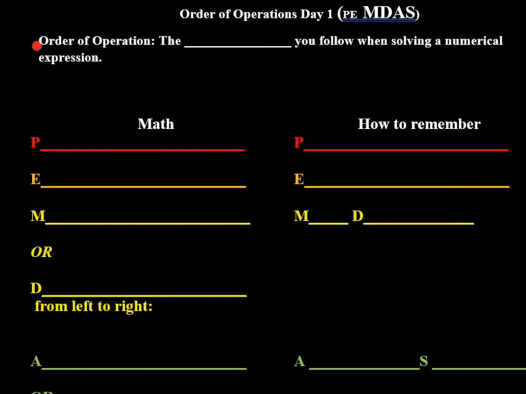So you might be thinking, what is order of operations? It might be a new word for you. So if it is, please repeat after me. Order of operations. And all that means is it is just the rule, and that rule is the PEMDAS. So it's the rule you follow when you solve a numerical expression or when you solve an equation.